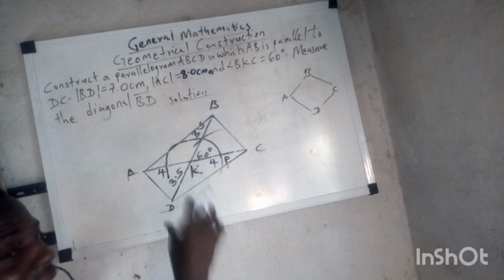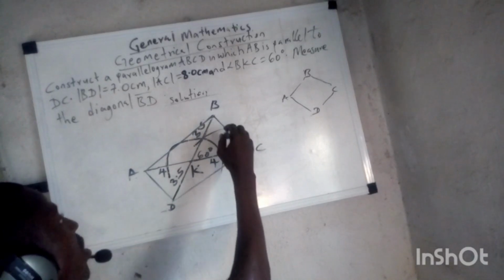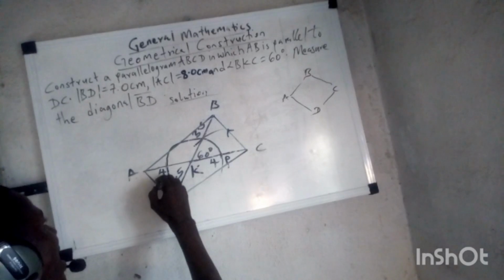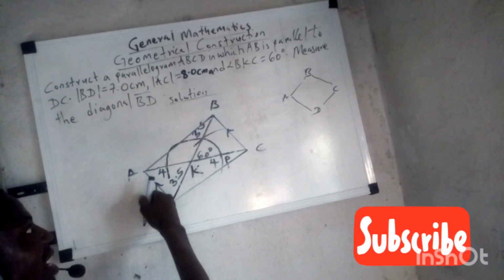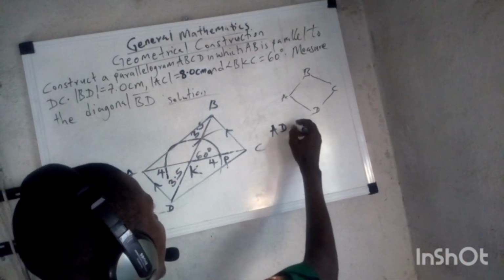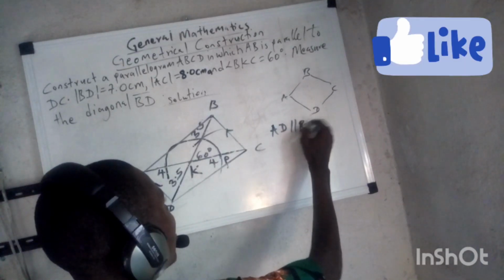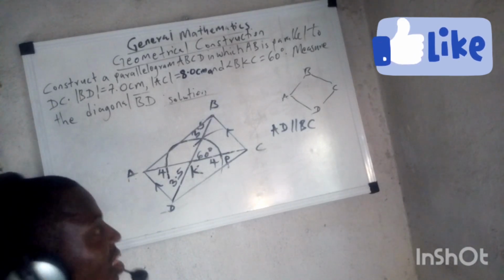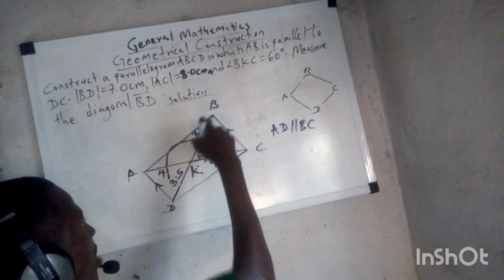So a parallelogram, some of those features is what I'm going to write out. This line BD must be parallel to the opposite side. That is to say, AD must be parallel to BC. Those are the features or the characteristics of a parallelogram. That's the meaning of this symbol. AD is parallel to BC.